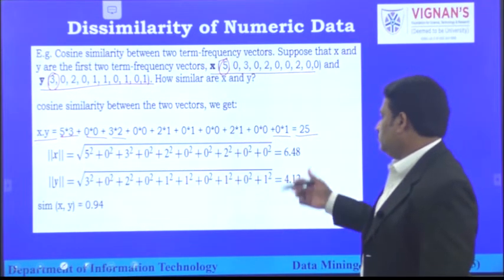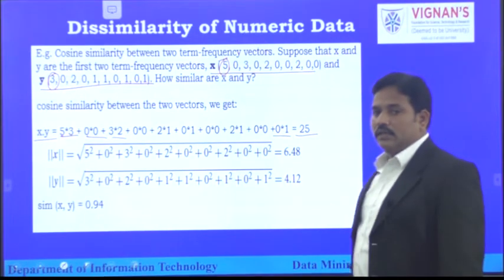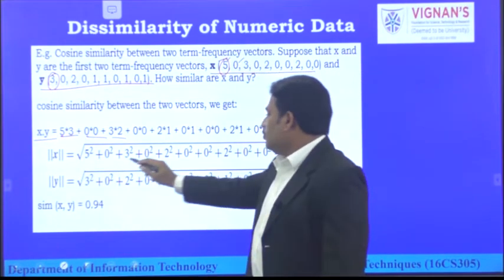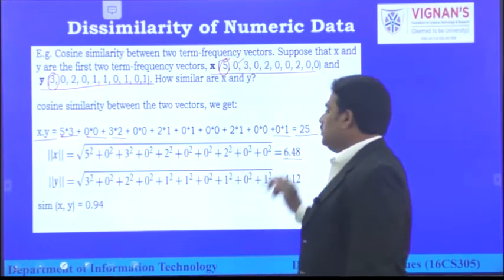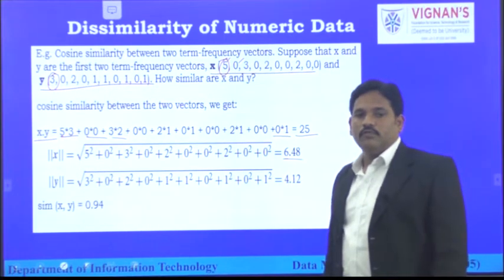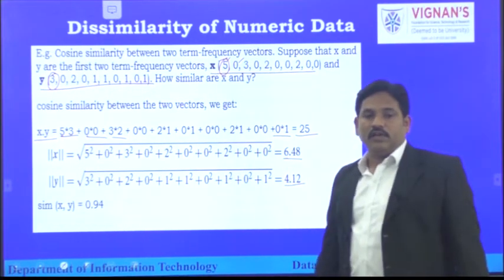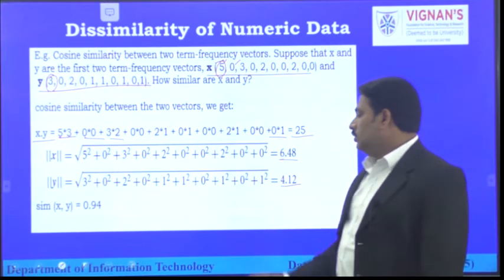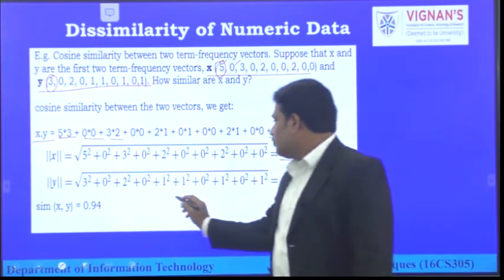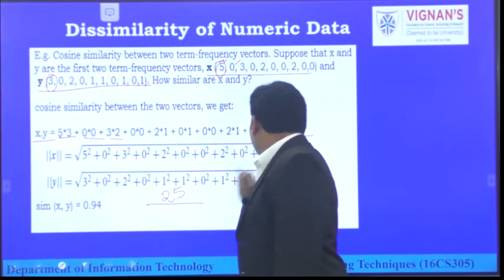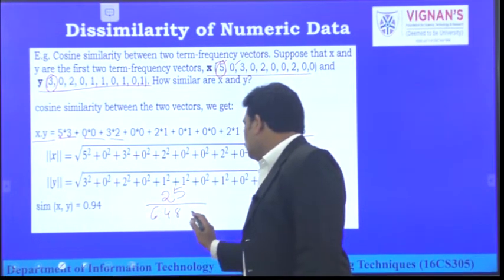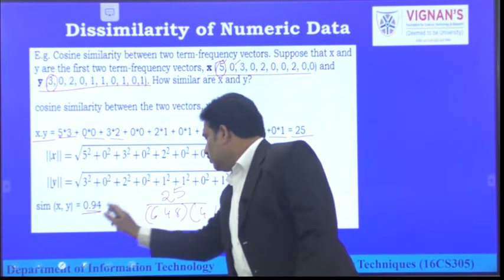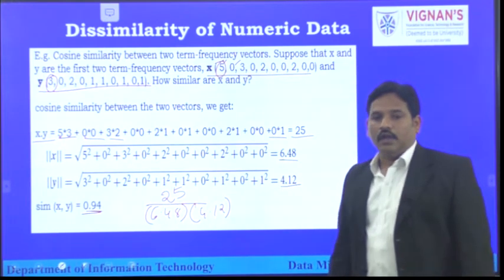And we take the double mod of x, which means we take the square of each value and add them together, like 5 square plus 0 square plus 3 square, like that. If you apply it, we get the double mod of x equal to 6.48. If we repeat the process for y, the double mod of y is 4.12. And the similarity, if you substitute all the values, is 25 divided by 6.48 into 4.12. If we calculate, the resultant value will be 0.94.